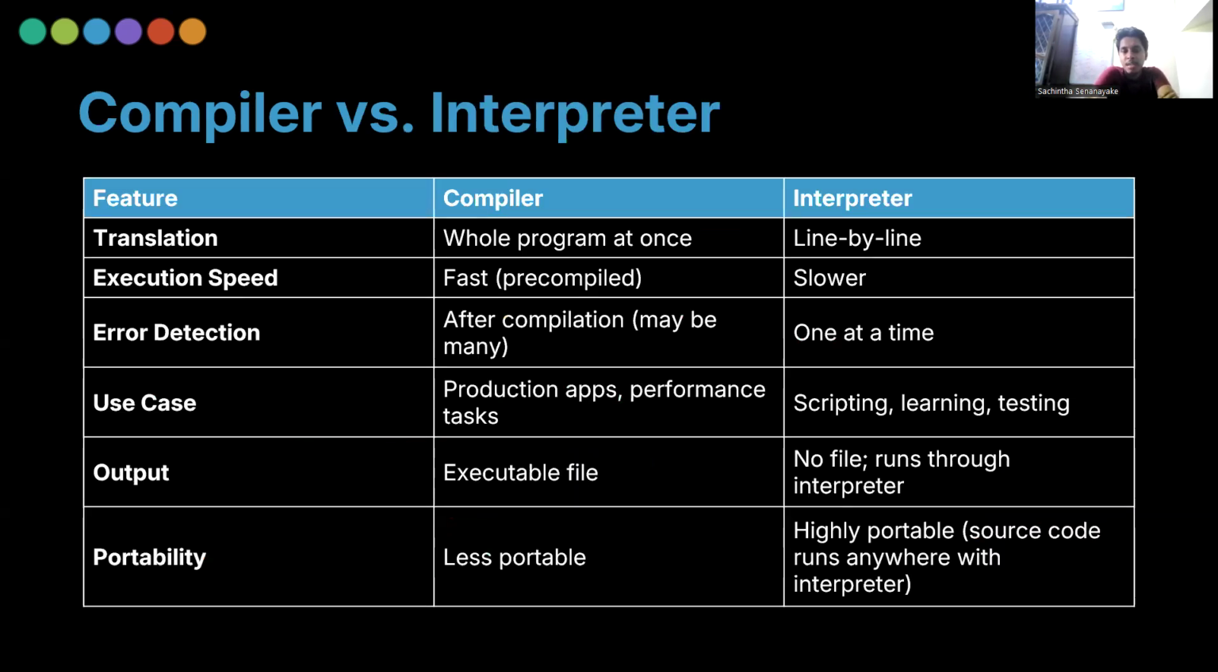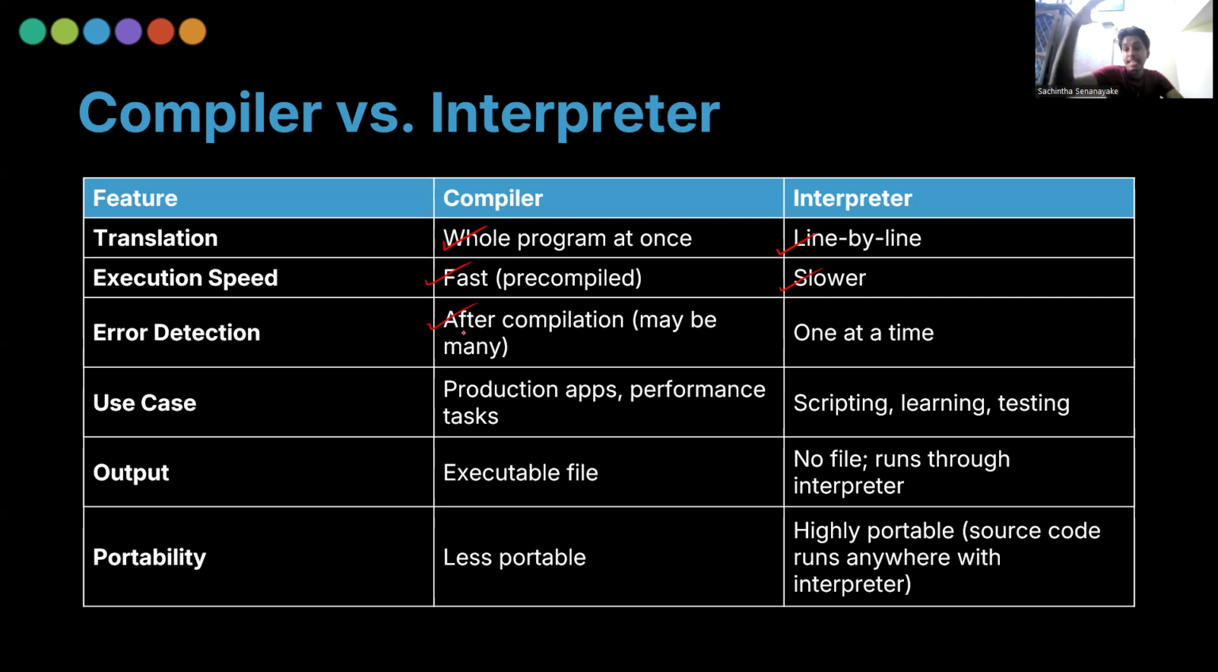Finally, a quick comparison between compilers and interpreters. Translation: compilers translate the entire program at once, interpreters line by line. Compilers do fast compilation, they translate the entire thing very fast, and interpreters are slow because of, again, a line by line translation. Compilers execute and show you all the errors at the end.